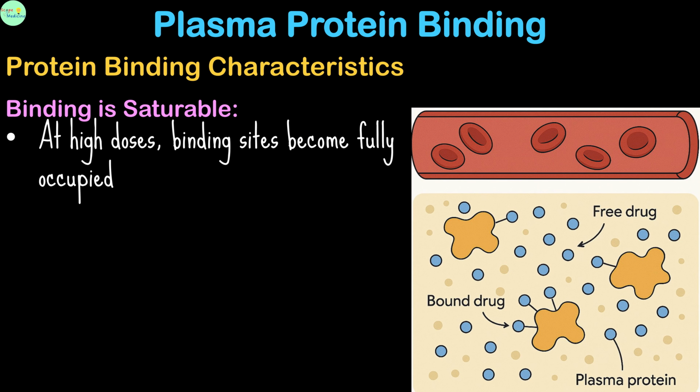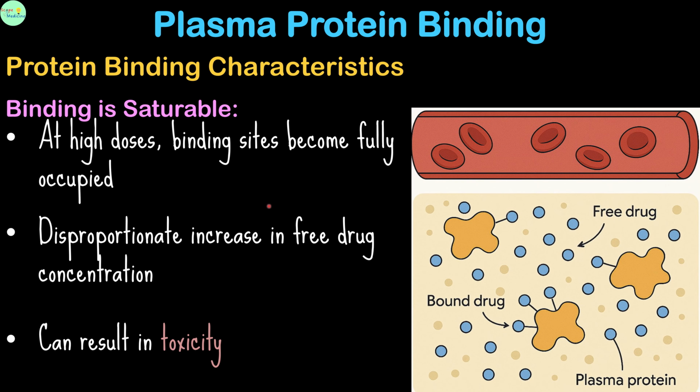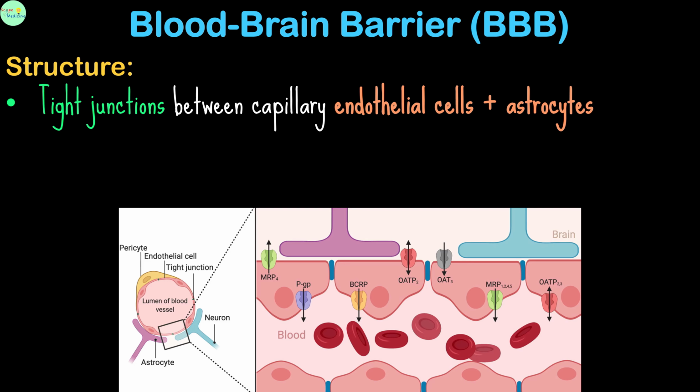Furthermore, protein binding is saturable. At very high drug doses, the binding sites become fully occupied, leading to a disproportionate and potentially dangerous increase in the concentration of free active drug. Next, we must consider specialized tissue-specific barriers that selectively restrict distribution.